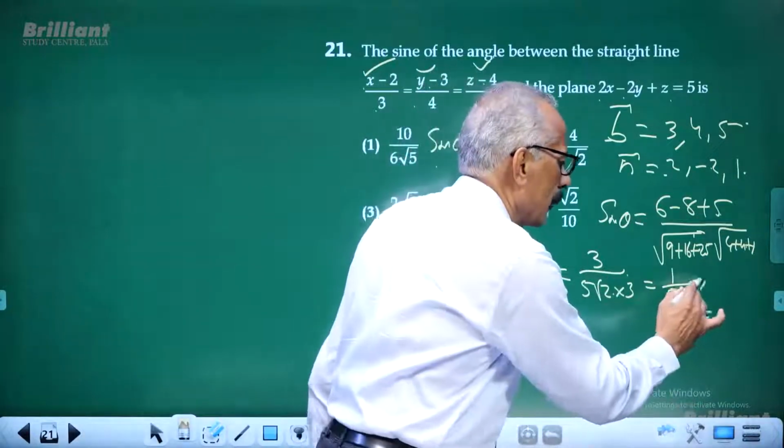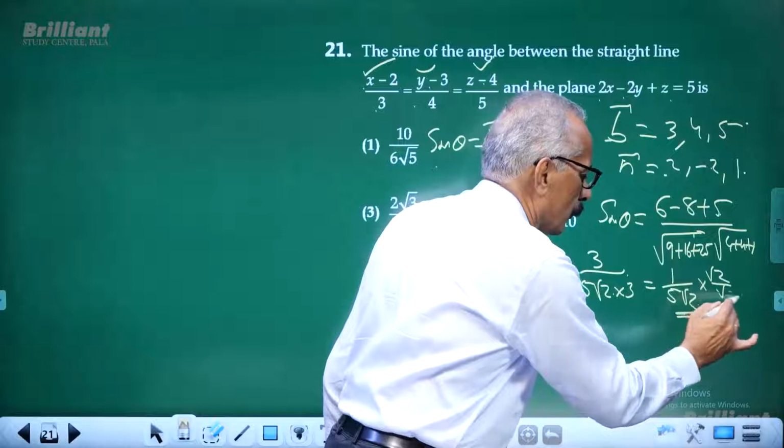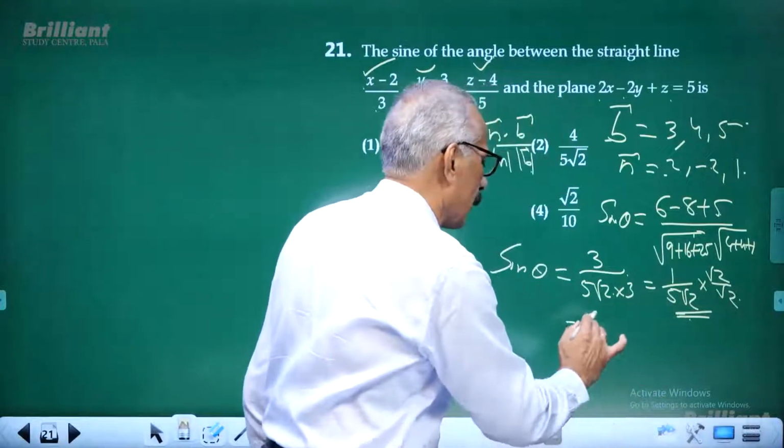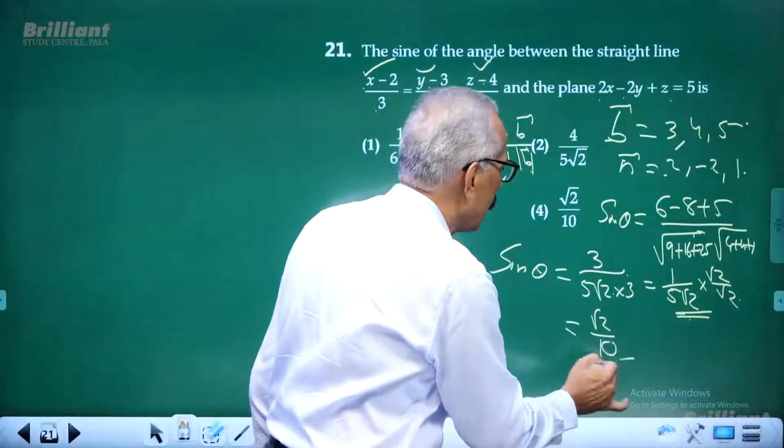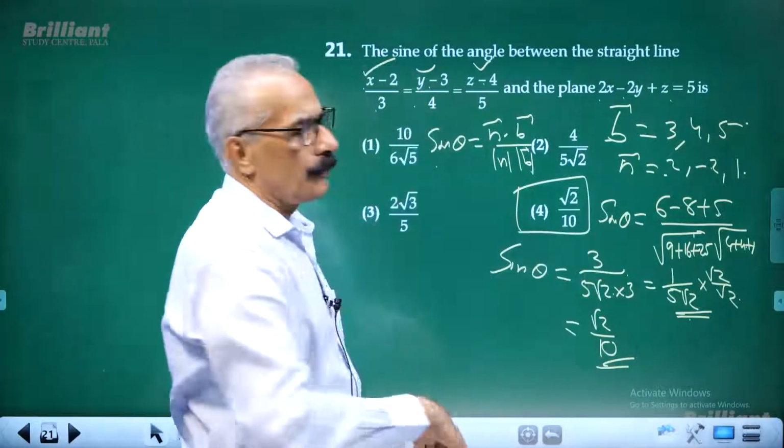You can multiply by root 2 divided by root 2. Root 2 divided by 10. Okay. Root 2 divided by 10. That's correct. Root 2 divided by 10. This is given in option 4.